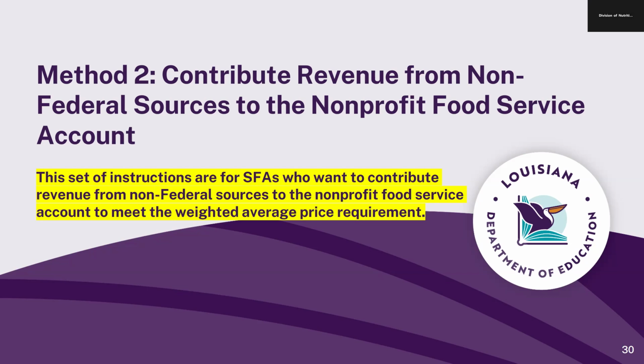The next set of instructions, which is method 2, is contributing revenue from non-federal sources to the nonprofit school food service account. So this set of instructions are for the SFAs that want to contribute or plan to contribute revenue from non-federal sources into the nonprofit school food service account to meet the requirements. So in other words, if you're not planning to increase your prices, but you're not meeting the requirements, then you will need to have revenue from non-federal sources put into the nonprofit school food service account.